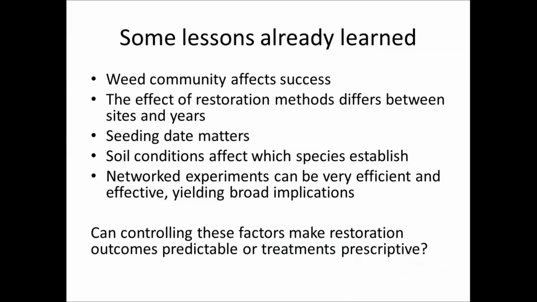So some lessons we've already learned include that the weed community affects the restoration success. Also, the effect of restoration methods differs between sites and years, and the seeding date matters. Even a month or several weeks apart could change the results of a restoration. Soil conditions affect which species establish and how well they establish. And also, we know that networked experiments can be very efficient and effective and yield broad implications across regional or even global scales. So, at least in terms of the first four factors, can controlling these factors make restoration outcomes predictable or treatments more prescriptive so that we have a better chance of getting it right the first time?